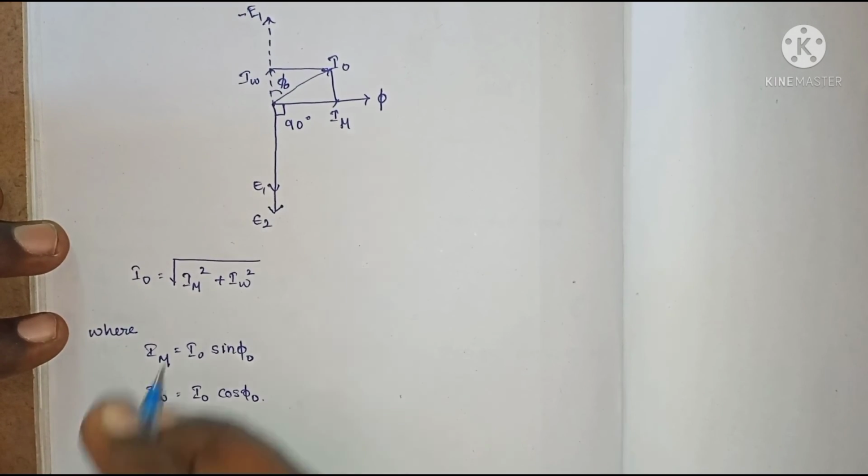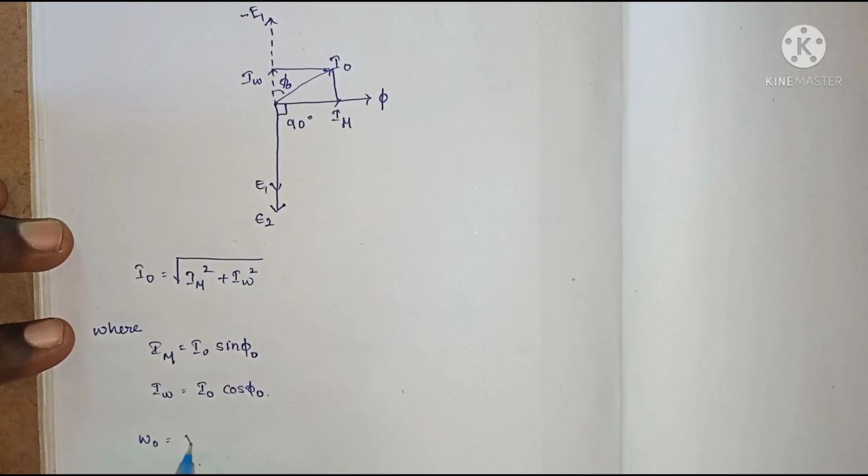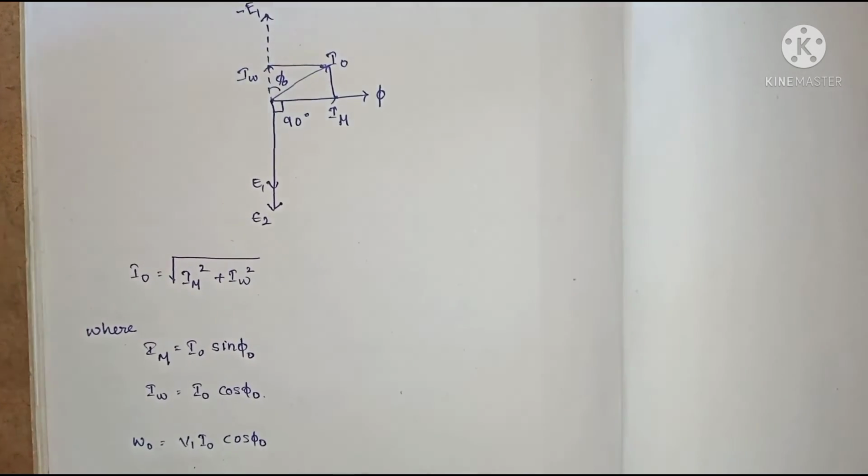On no load, primary copper losses are negligible. Thus, the no load primary input power equals the iron losses occurring in the core. Therefore, W naught equals V1 I naught cos phi naught.